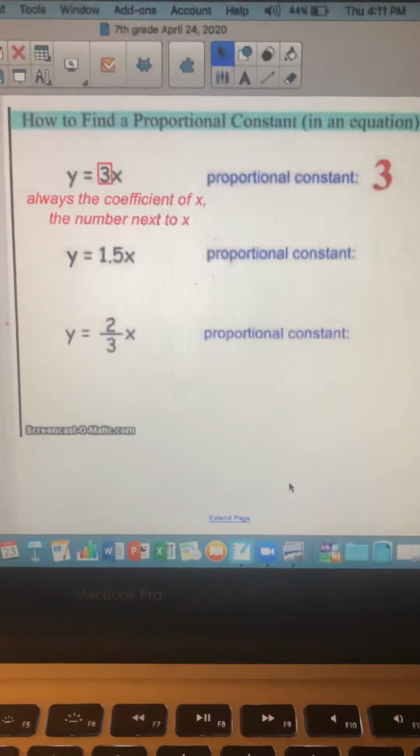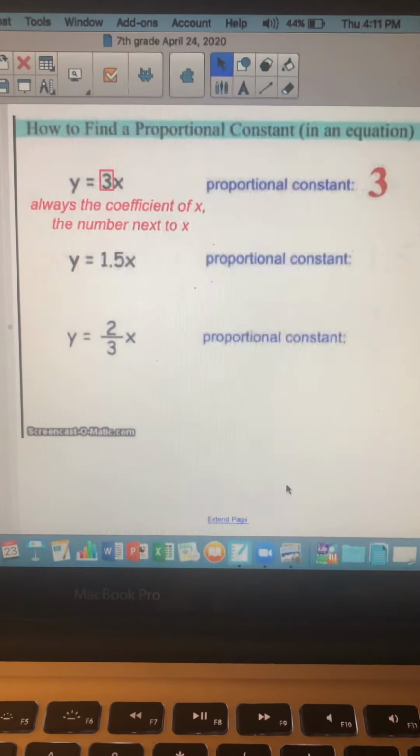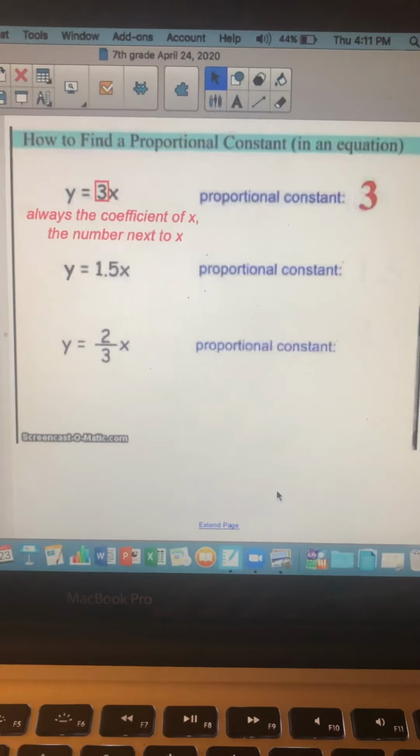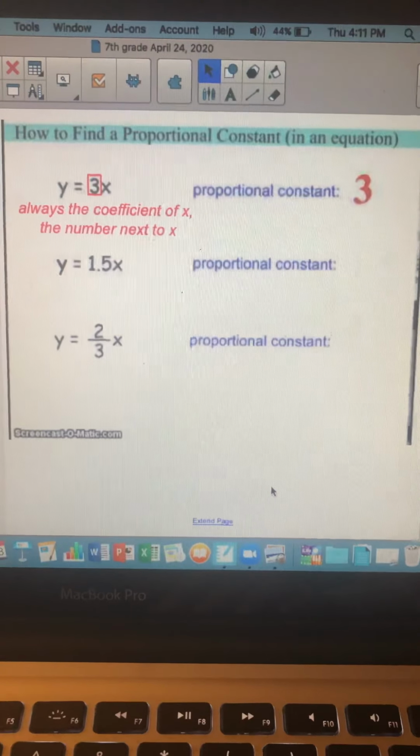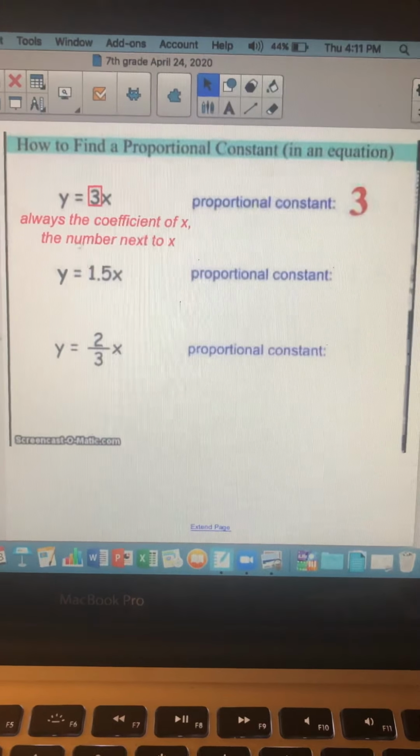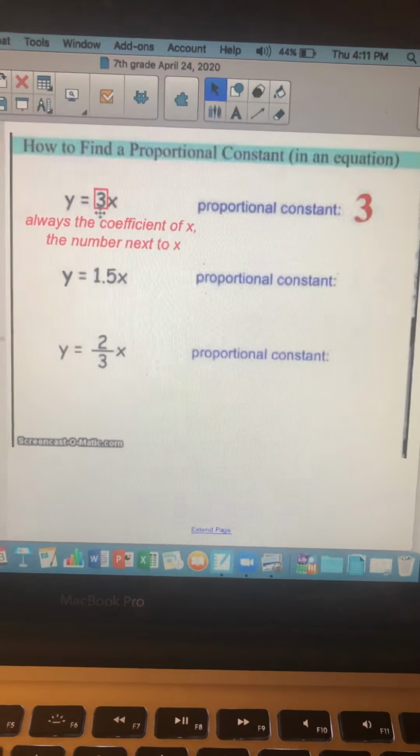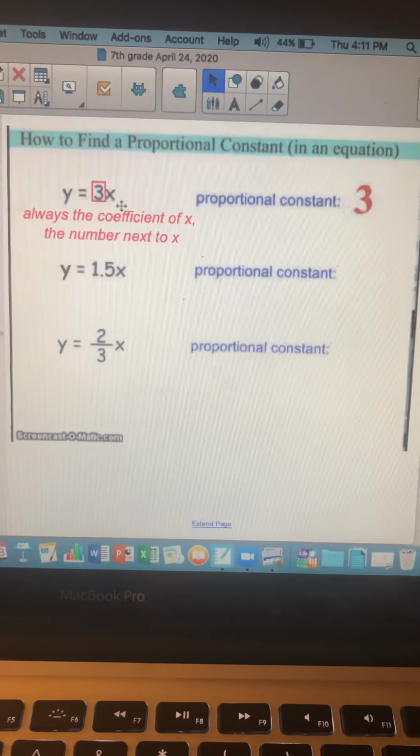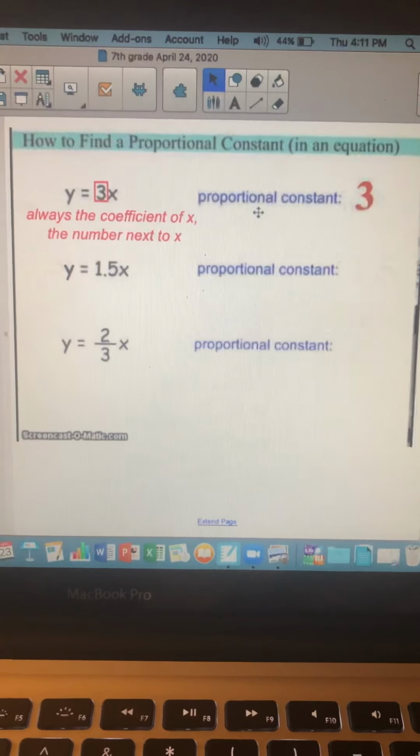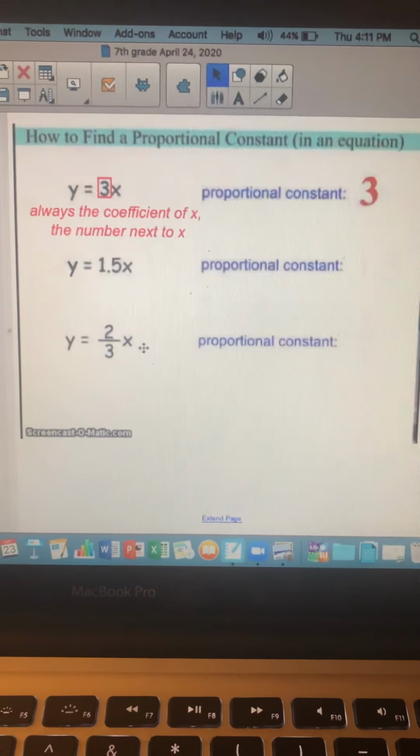Here's just a little bit of practice to find that constant. Most of you should be able to do this. It's very similar to what we did in our linear equations. The constant will always be the number that's next to x, the coefficient of x. So for example, this y equals 3x, 3 would be the proportional constant. You have 2 more to try on your own.